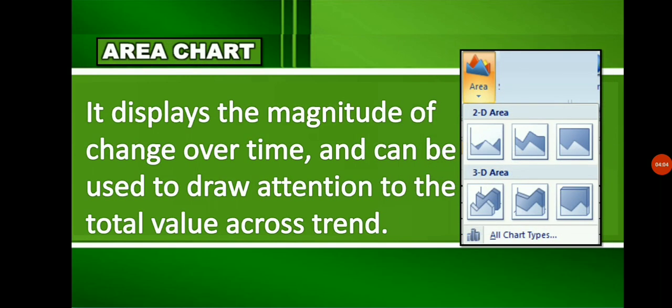Next is the area chart. An area chart displays the magnitude of change over time and can be used to draw attention to the total value across a trend. It can also be used to show the relationship of parts to a whole.